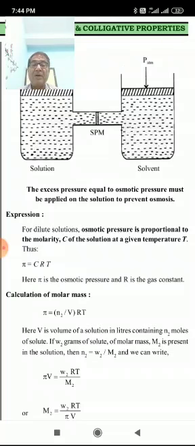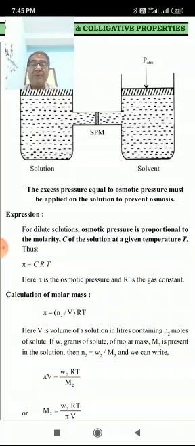Now, calculation of molar mass. Again, first you should know osmotic pressure π is directly proportional to the concentration of the solution, so it is a colligative property. Now, calculation of molar mass. π = CRT from above. C equals the number of moles of solute dissolved divided by the volume of the solution in liters. So π = (n2/V) × R × T. Here V is the volume of the solution in liters containing n2 moles of solute.